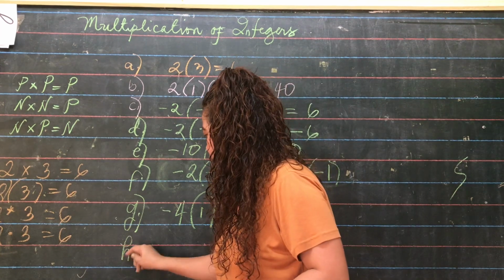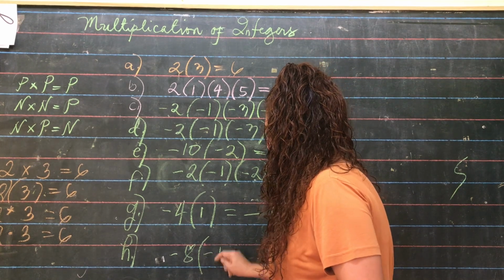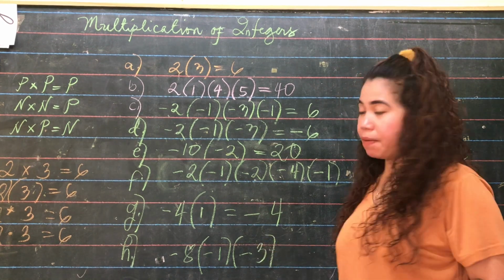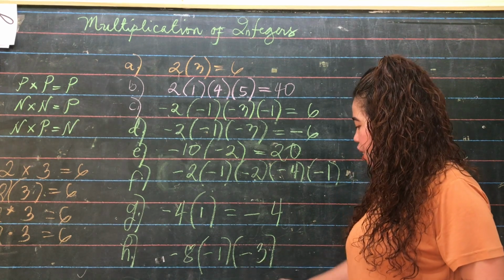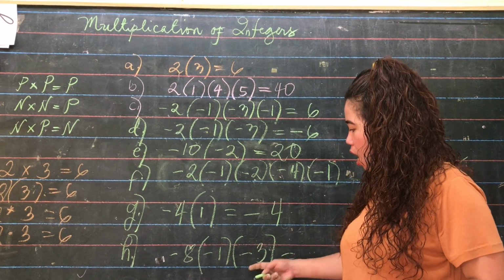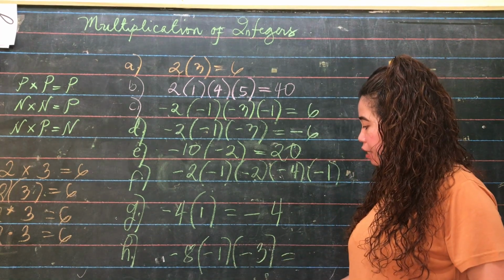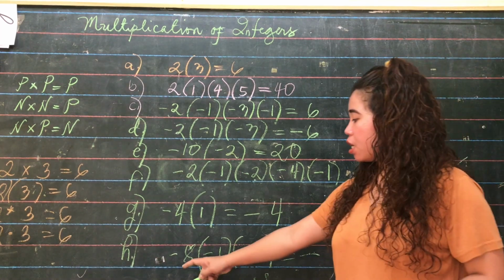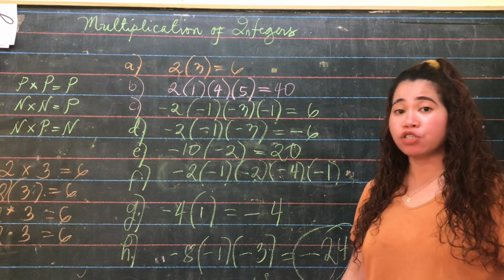Let's have another example. Negative 8 times negative 1 times negative 3. Ihap kung pila ka buok negative numbers gi-multiply. 1, 2, 3. That is odd. Tulo ka buok negative numbers gi-multiply. Automatic negative is the answer. 8 times 1 you have 8. 8 times 3 you have 24. The final answer is negative 24.